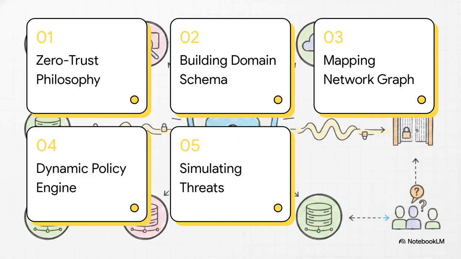So here is our roadmap for today. We'll quickly touch on the zero-trust philosophy, build out our domain schema, map the network graph, wire up the dynamic policy engine, and finally, we'll put it all to the test by simulating a high-stakes insider threat.